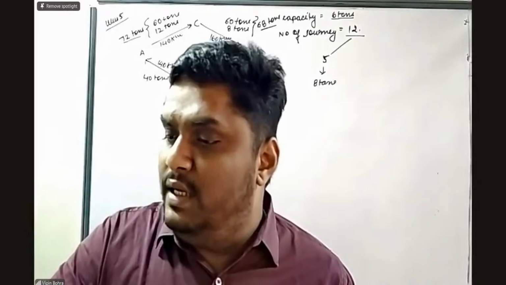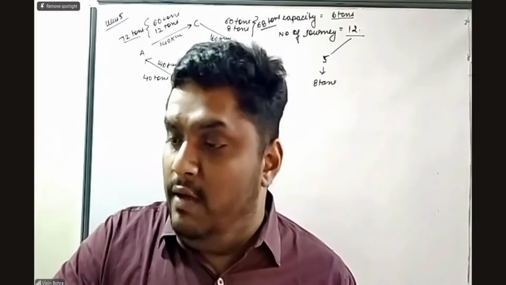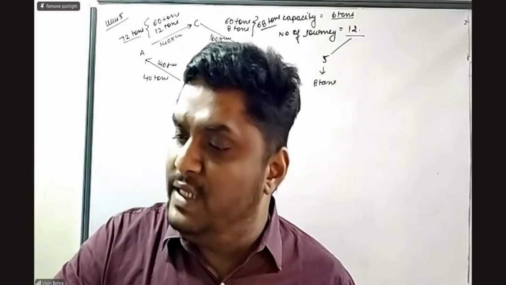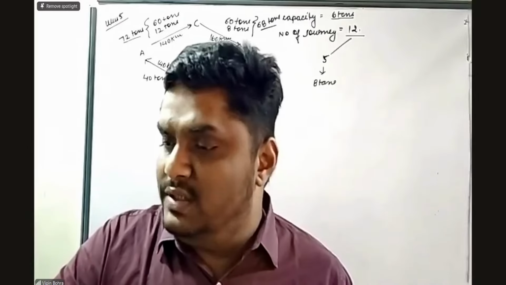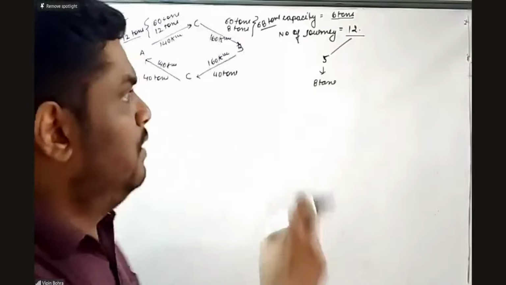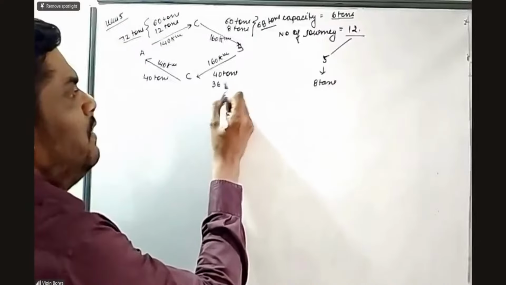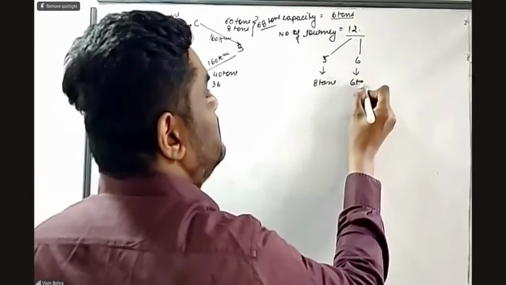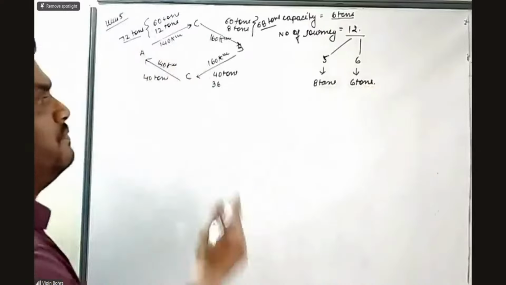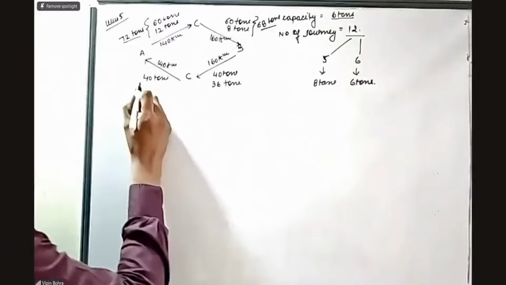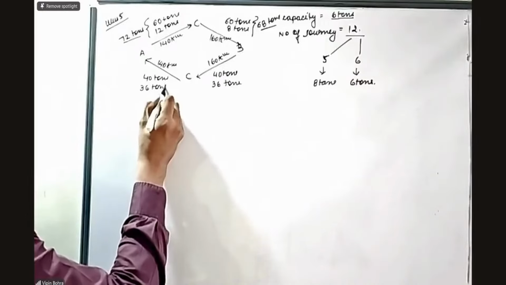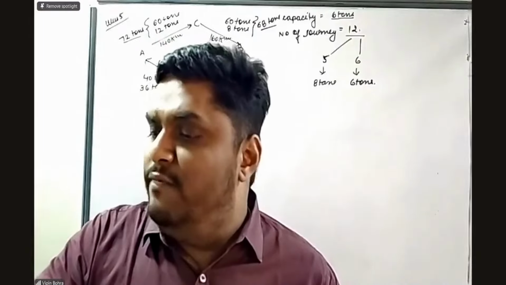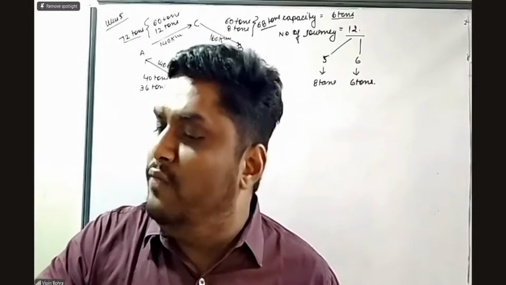Now the 5 journeys are over. For the 6 journeys, they carried a load of 6 tons and the capacity is also 6 tons from B to A. So 36 tons. For 6 times, they carried a load of 6 tons from B to A. And from B to C, 1 time 6 tons and C to A, 1 time 0 tons.